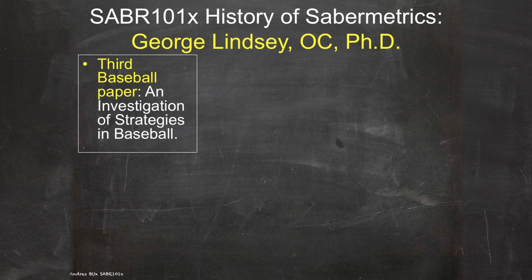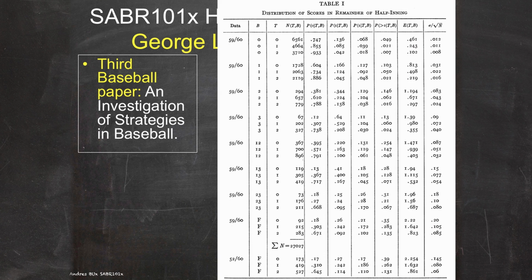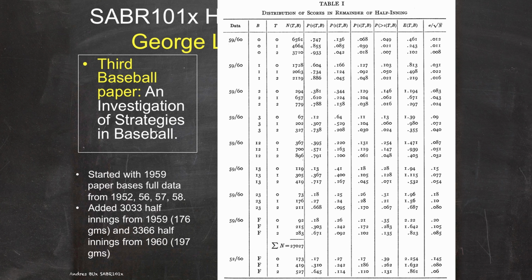One of the most important figures in Lindsay's third baseball paper is this one here, Table 1, which is the distributions of scores in remainder of the half inning that he studied. Now, he combines data from his original first paper in baseball, the 1959 paper, where he looked at bases loaded data from 1952, 56, 57, and 58.